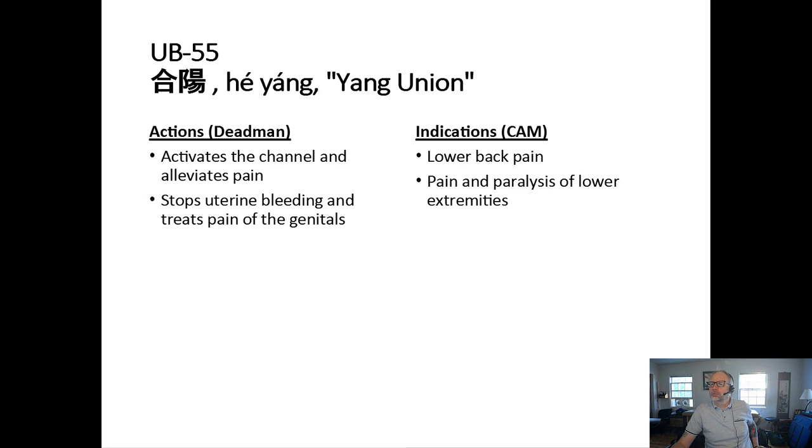Activates the channel and alleviates pain, stops uterine bleeding, and treats pain of the genitals. So by itself, it has the ability to stop uterine bleeding and treats pain of the genitals. But whenever you combine 55 with spleen 1, it will definitely fully stop uterine bleeding. Okay?